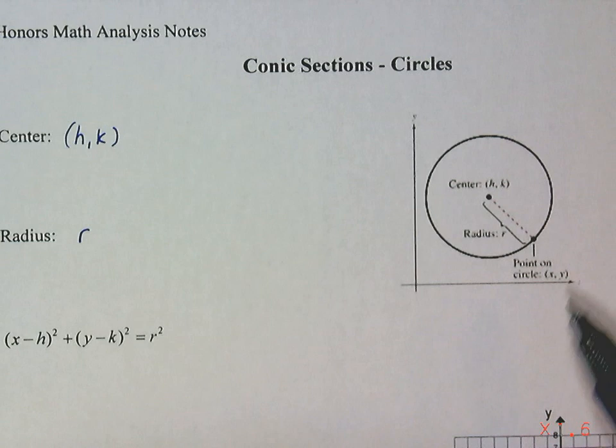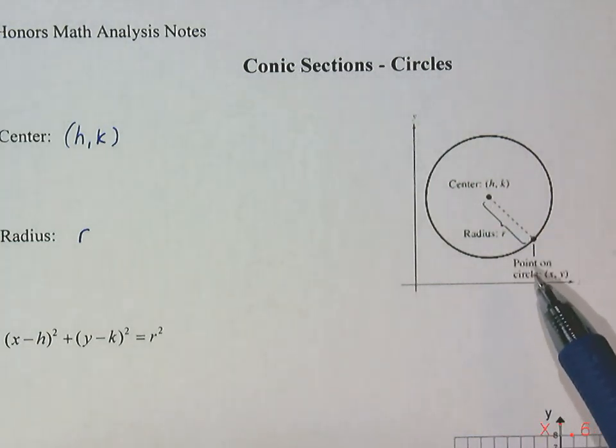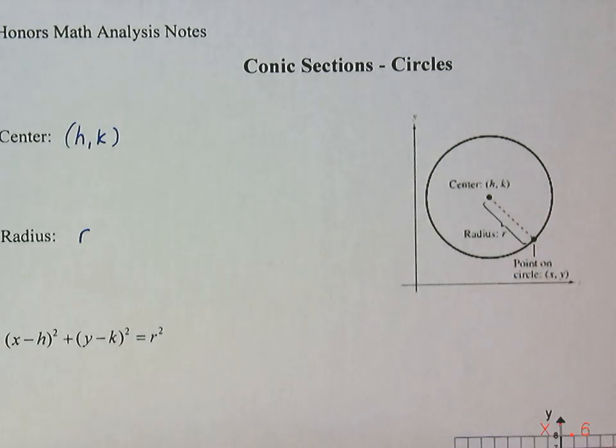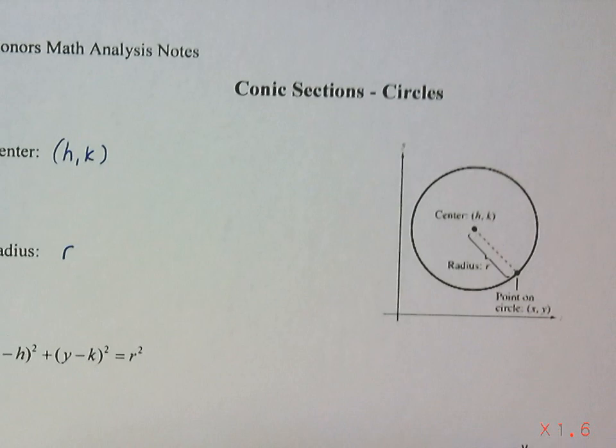And then you'll have to be careful. It shows you the radius here. Sometimes problems will give you the diameter. Sometimes they'll give you the radius. You'll have to just pay attention. And that's really all there is to a circle.